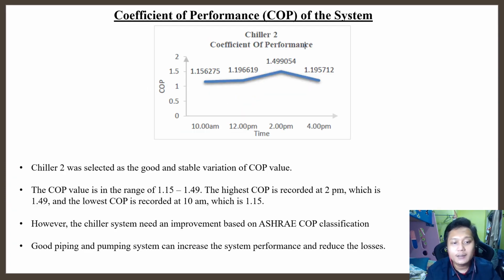Chiller 2 was selected for its good and stable variation of COP value. The COP value is in the range of 1.15 to 1.49. The highest COP is recorded at 2 p.m., which is 1.49, and the lowest COP is recorded at 10 a.m., which is 1.15. However, the chiller system needs improvement based on ASHRAE's COP classification. A good piping and pumping system can increase the system performance and reduce the losses.